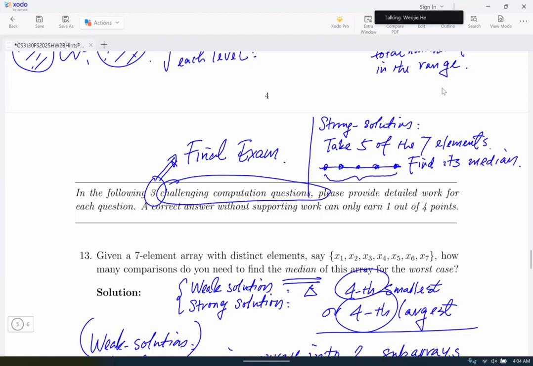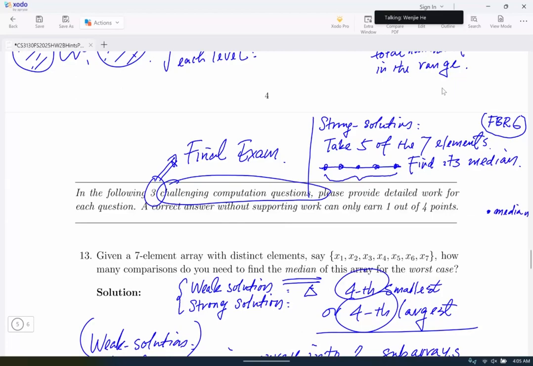We did it in class, right? We did it in our FBR number 6. You can find the solution in our notes. So after you find a median, you know how many comparisons you need to find the median of this 5-element subarray. Then look at this median. Suppose this is that median.